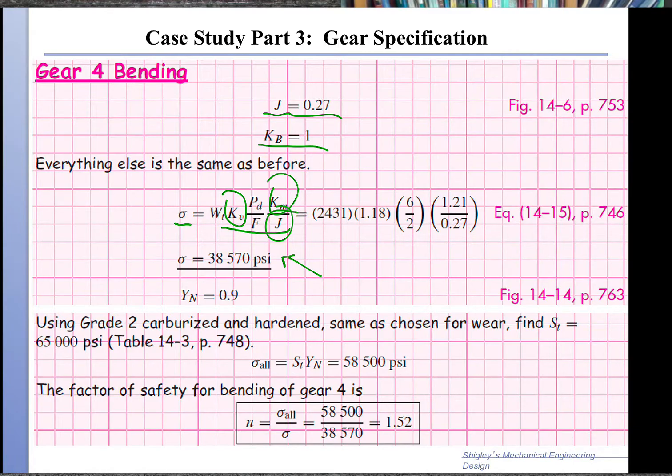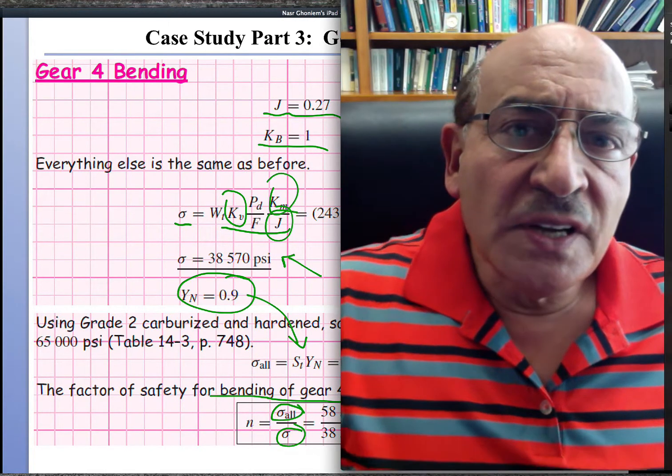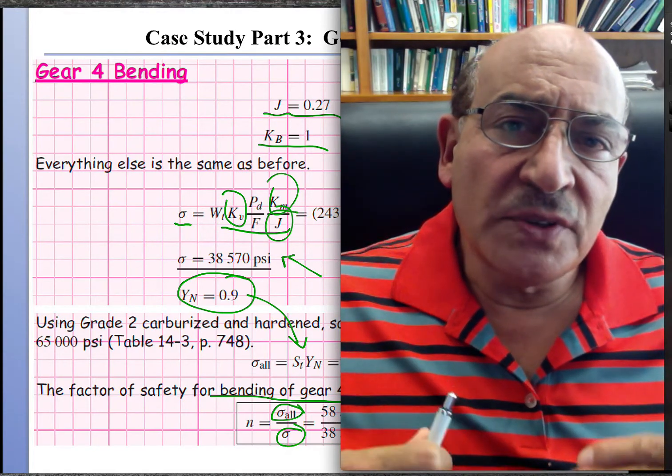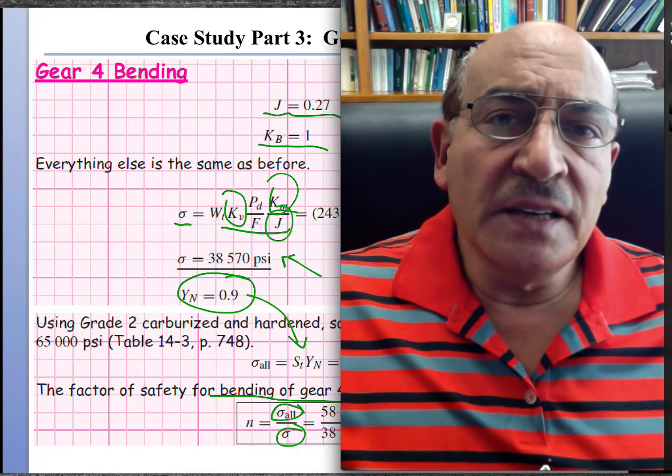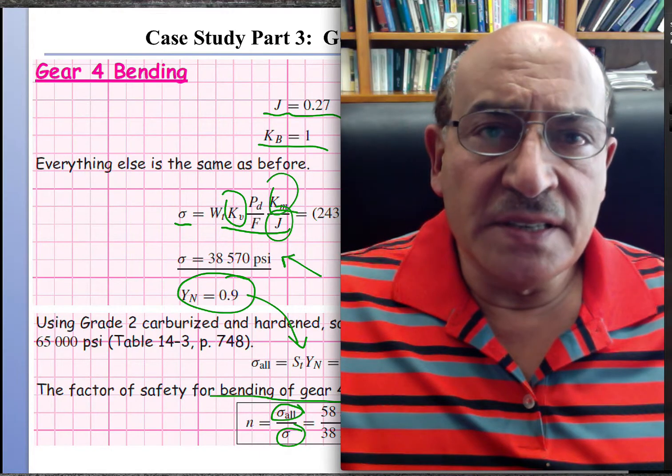38.57 KSI. Now we compute the strength, and the strength needed Y sub n for the fatigue, and that gives us an allowable strength of 58.5 KSI. And therefore, for the bending of gear 4, the safety factor, sigma allowable divided by the actual sigma, turns out to be exactly equal to 1.52. So as you can see here, the safety factor for contact is smaller than for bending, even though the contact has a higher effective strength.